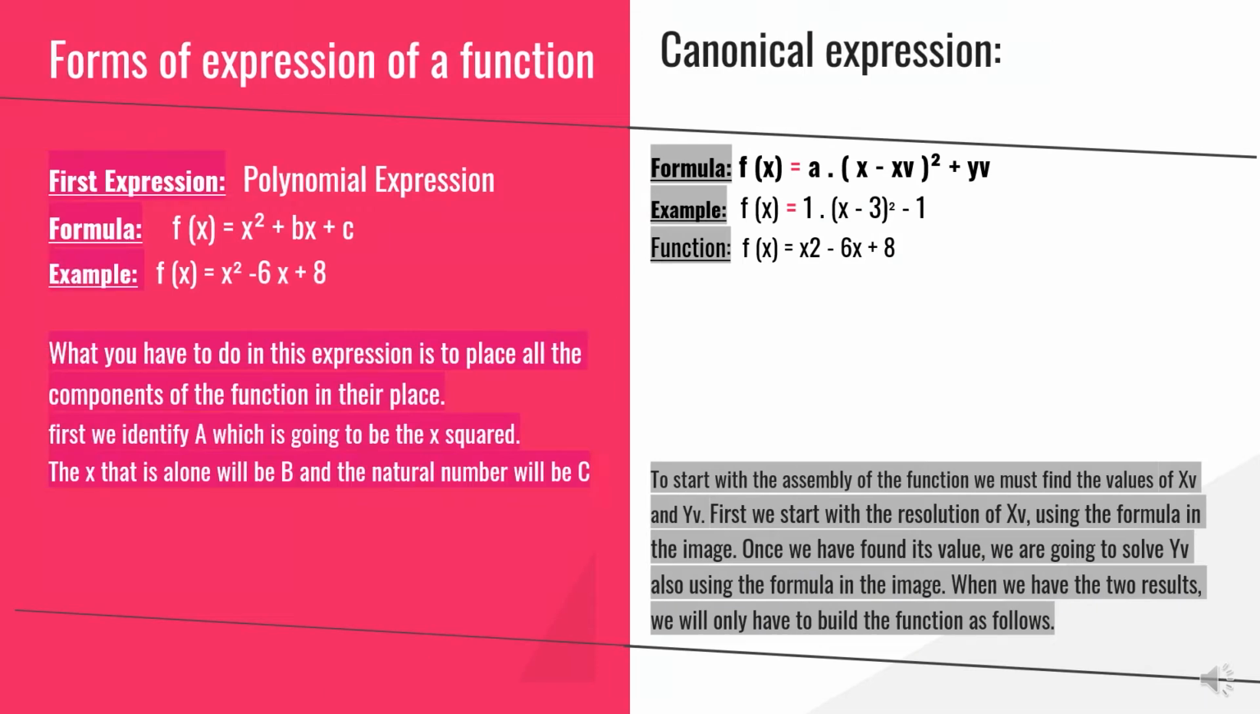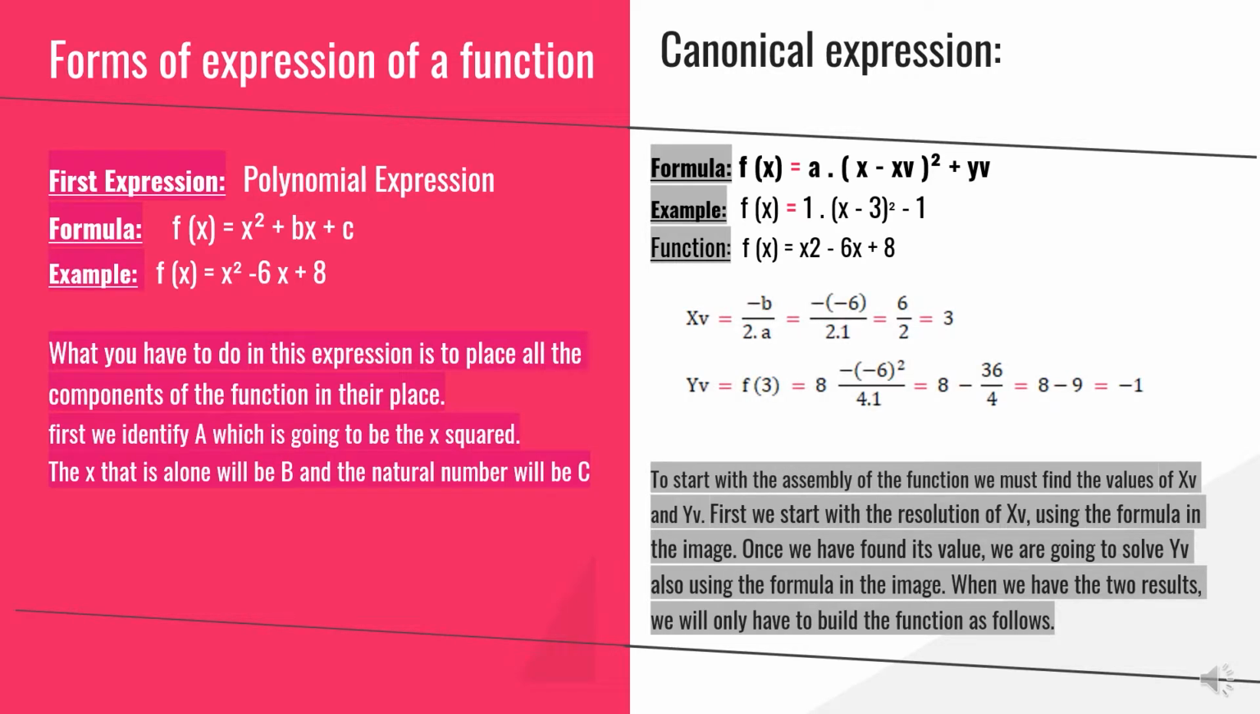The first expression was the polynomial expression. What you have to do in this one is to place all the components of the function in their place. First, we identify a, which is going to be the x squared. The x that is alone will be b and the natural number will be c.